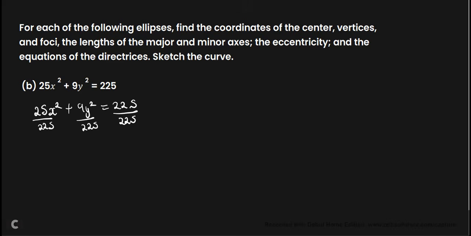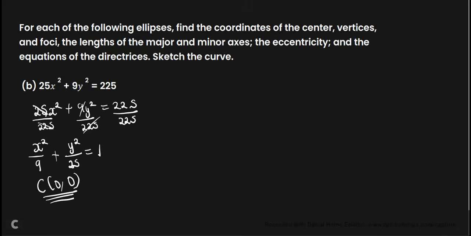Such that 25 into 225 will give us 9. So x squared over 9, plus 9 into 225, it will be y squared over 25, and equal to 1. So from there, whenever you see a standard equation like this, just know that the center in this situation is 0, 0.